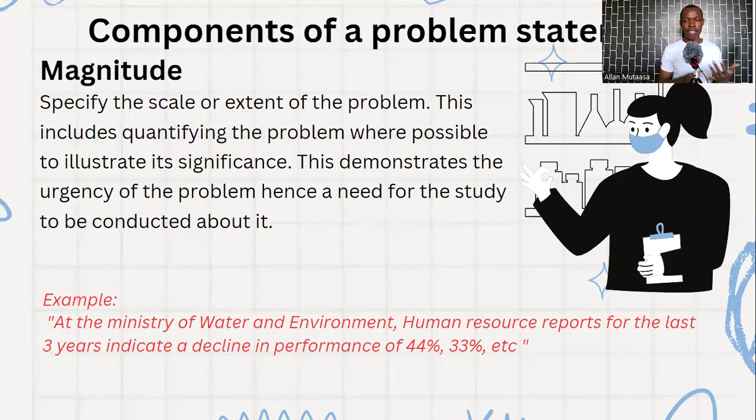Can we judge that by the time that they show up at the workplace? Can we judge that by the tasks they complete? Can we judge that by what? So you as a researcher, you have to think very hard and come up with a mechanism in which you're going to quantify the problem. In this case, your dependent variable.